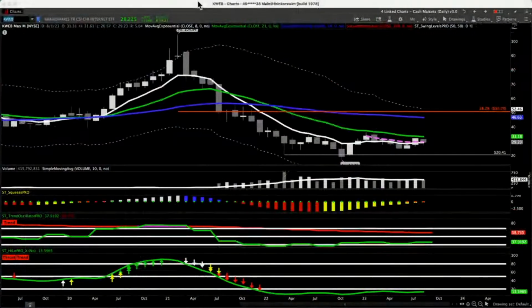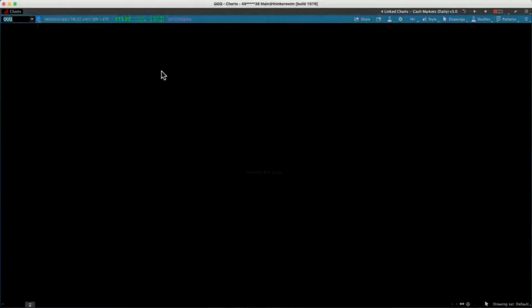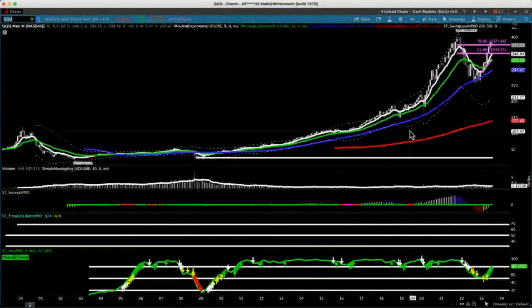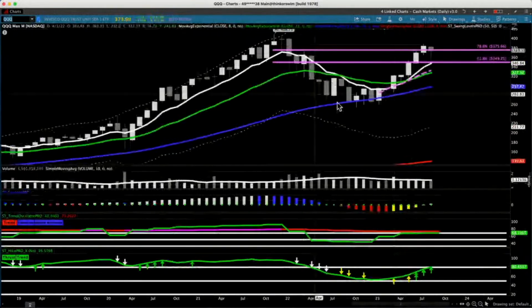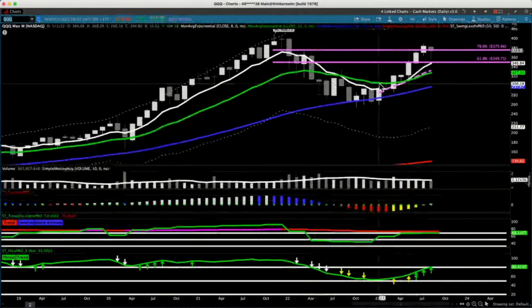I'll give you an example. Let me see if I can think of one. Like the QQQ here, nice little buy signal in March, pretty much the low of the market. See the difference there between what we were just looking at?